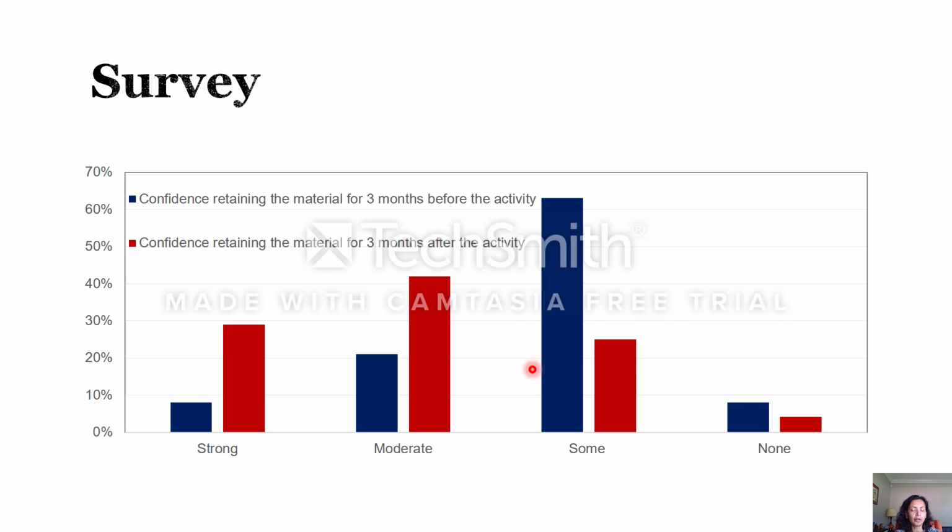This is one of the questions from the survey. We asked them how much confidence they had retaining the material before they entered into this activity. And most of them say that they have some level of confidence they will retain this material 3 months from finishing the semester. Once they did the case study, they now feel more confidence, strong to moderate confidence, that they will retain this material 3 months after the case study.